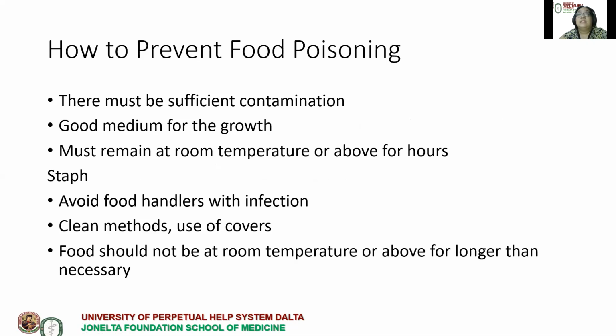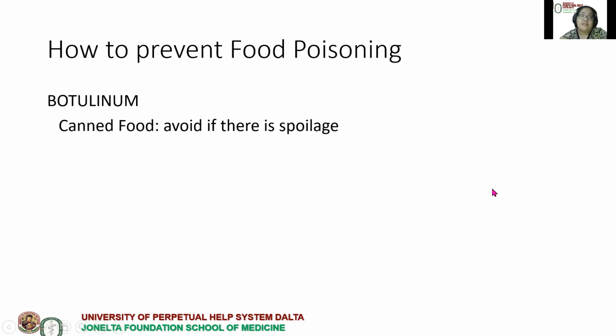How to prevent? There must be sufficient contamination, good medium for the growth, and must remain at room temperature or above for hours. So to prevent it, we have to avoid food handlers with infection, have clean methods, use of covers, and food should not be at room temperature or above for longer than necessary.